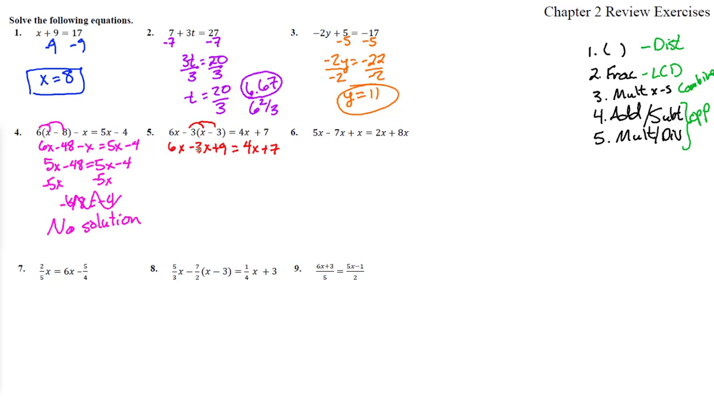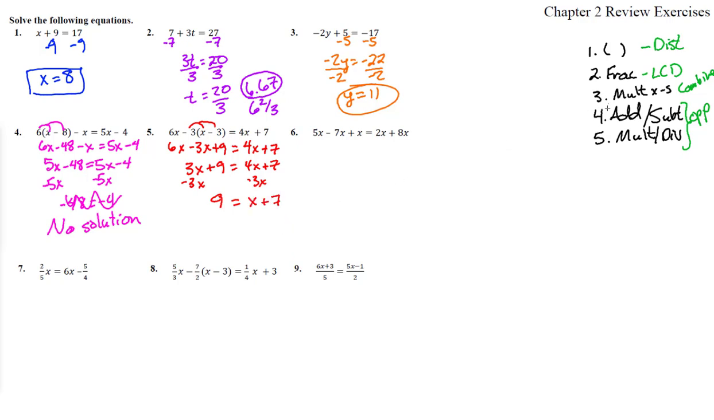Alrighty then, let's combine these together and we get 6x minus 3x, that's just a 3x plus 9 equals 4x plus 7. Now we've got to get these two x's together. Well, we've got to either get rid of the 3x or the 4x. Since they're on opposite sides of the equal sign, we can't just combine them, we got to get rid of one of them. So let's subtract 3x from both sides, and we get 9 equals, that's just x plus 7.